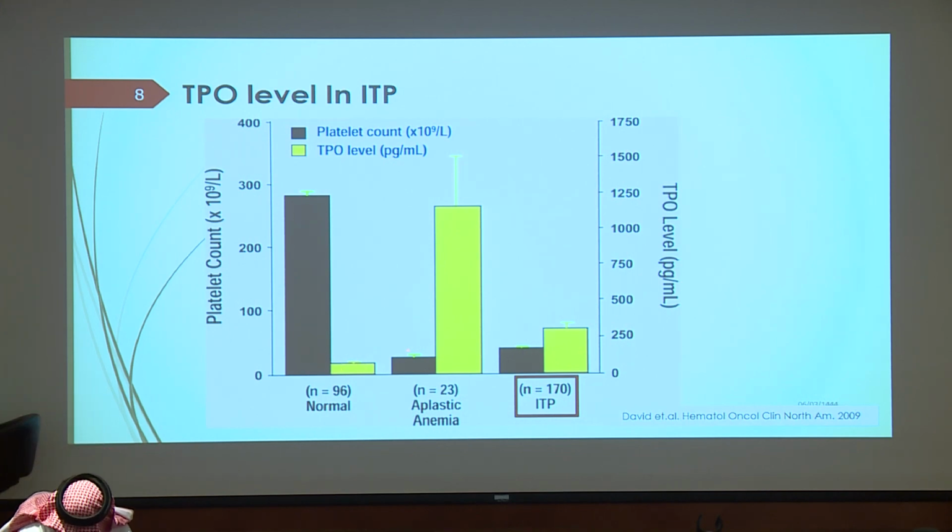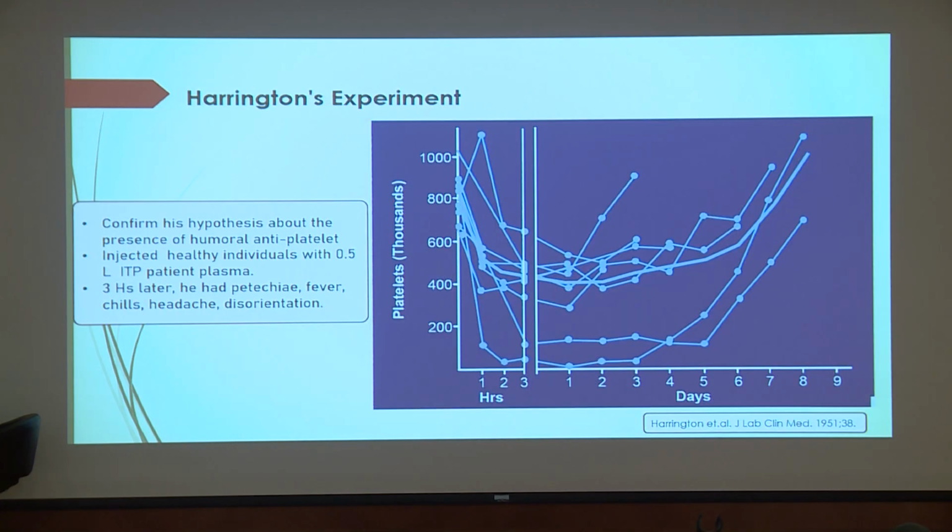In aplastic anemia, there is low platelet count but a high increment of thrombopoietin to increase the platelet production, while here it is almost normal, reflecting the impaired TPO production in ITP patients, which became the rationale for using TPO mimetics and TPO agonists like romiplostim and eltrombopag, as you know.